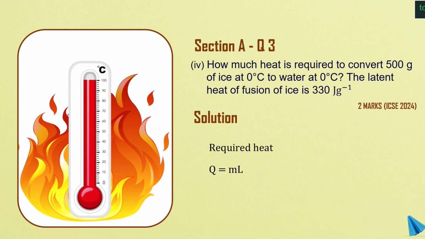So required heat Q is equal to M times L, that is 500, which is your mass, multiplied by the latent heat, which is 330, and that gives you 1,65,000 joules. Simple, straightforward.